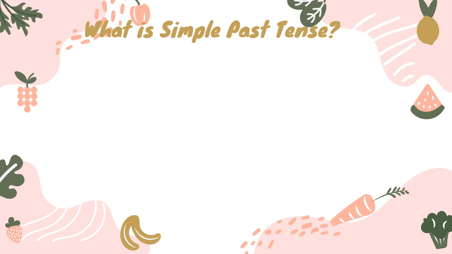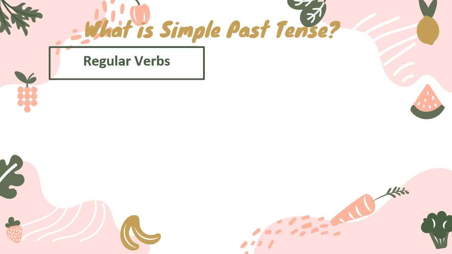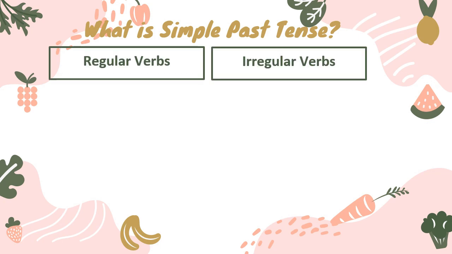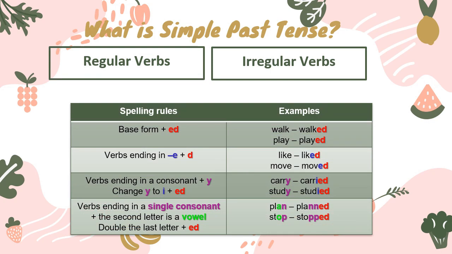Okay. What is simple past tense? Okay, there are two types of simple past tense. The first one is regular verbs and the second one is irregular verbs. There are four spelling rules for regular verbs. The first one is the base form plus ed. For example, walk becomes walked, play becomes played. This form we can usually find in any text.